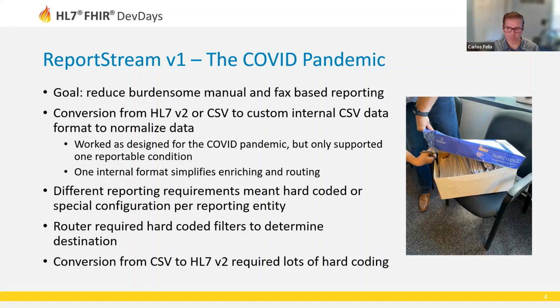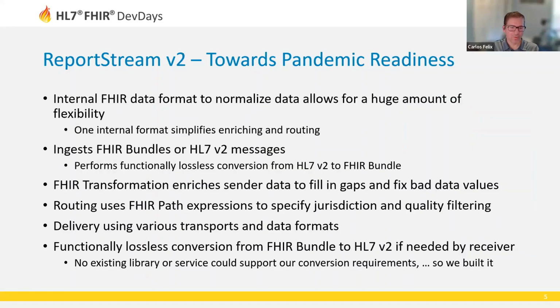This included, of course, a conversion from the internal CSV format back to HL7v2. We actually used the HAPI HL7v2 library for that, but because, again, of all the data variations, there was a lot of hard coding to be done to get it to the point to send it out. Again, the system was working great. It did what it had to do, but we now had to look into pandemic readiness. So, moving forward to ReportStream v2.